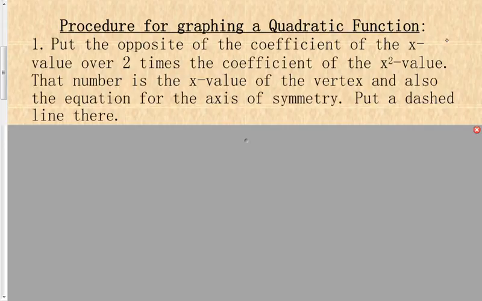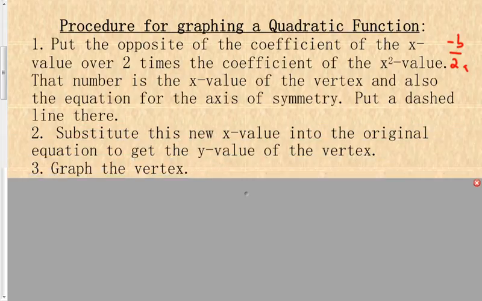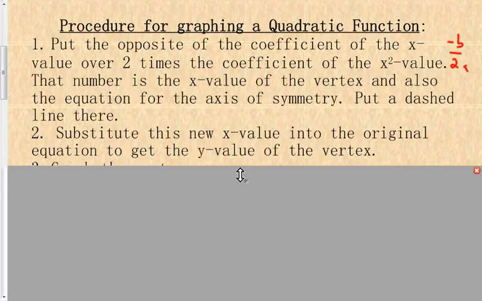value. In other words, minus b over 2a. That number is the x value of the vertex, and it's also the equation for the axis of symmetry. Now, substitute this new x value into the original equation to get the y value for the vertex. And then we have the x and we have the y for our vertex.